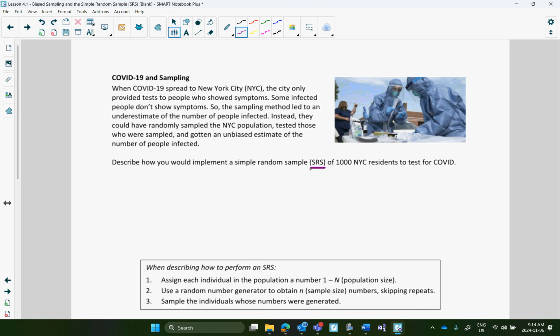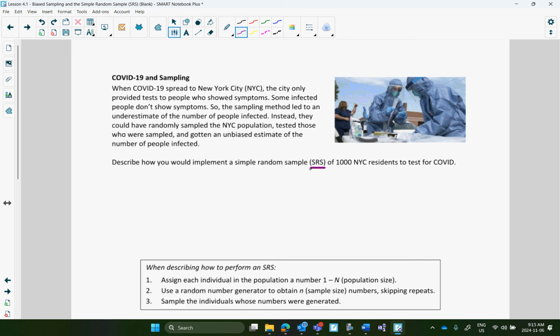So when COVID-19 spread to New York City, the city only provided tests to people who showed symptoms. Some infected people didn't show symptoms. So the sampling method led to an underestimate of the number of people being infected. Instead, they could have randomly sampled the New York City population, tested those who were sampled, and gotten a much better or unbiased estimate of the number of people infected.